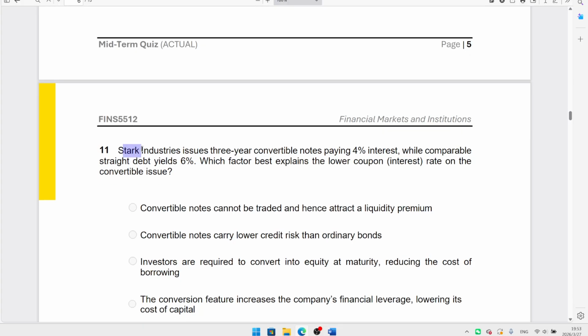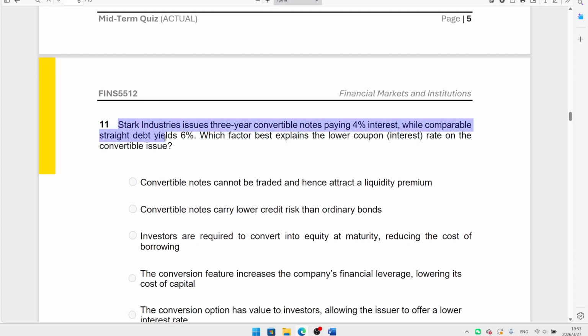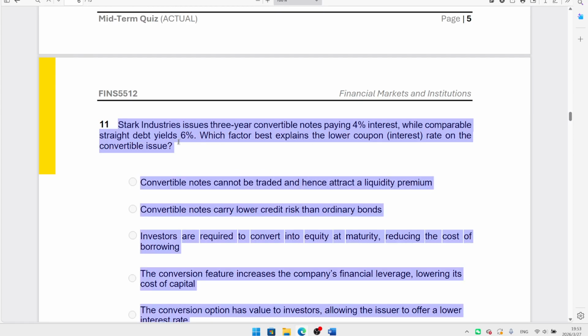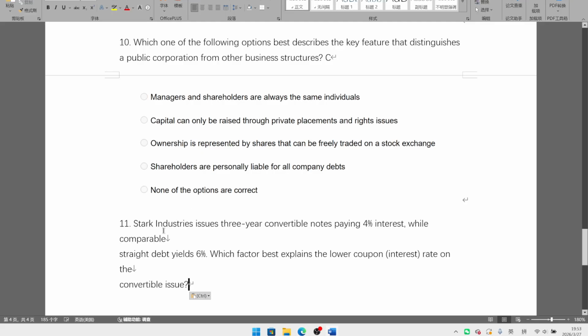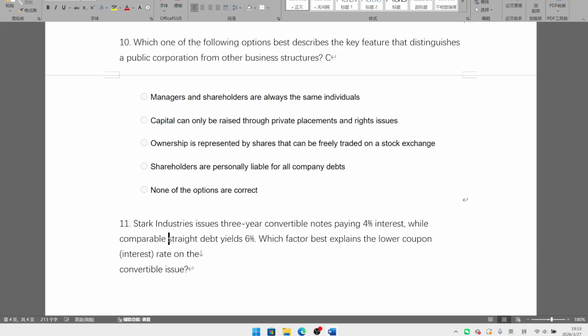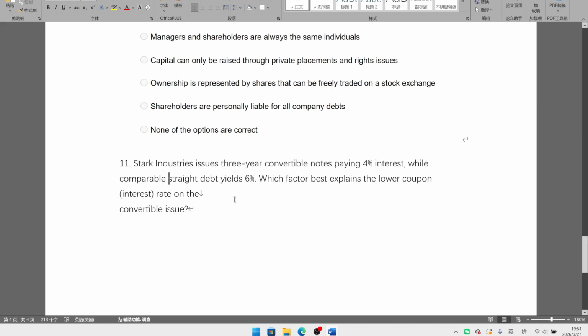Next one: a company issues a 3-year convertible bond paying a 4% interest rate, while a comparable straight debt yields 6%. Which factor best describes the lower corporate interest rate on the convertible?